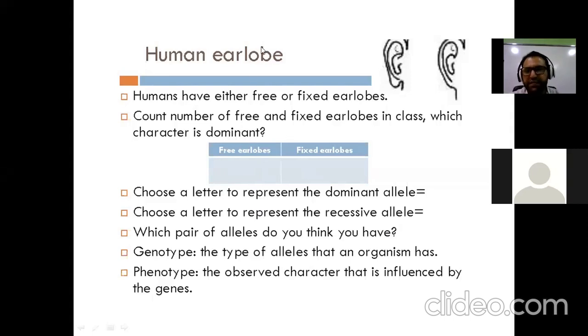Okay, so let's see, students. I just want to focus on those having fixed lobe, because we know already that usually in a population free earlobes are more, while people with fixed earlobes are few. So let me check that.